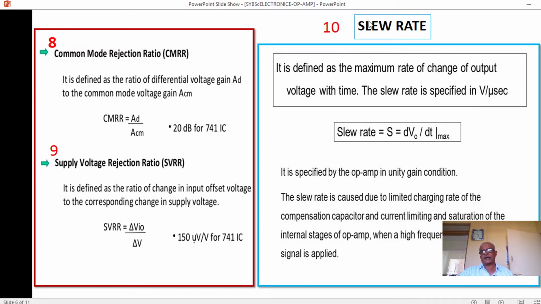Similarly, the next characteristic of the op-amp is the slew rate. Slew rate is the maximum rate of change of output voltage with time. When we change the input, the same change appears at the output, but some time is required for that. How much time is required we define in terms of slew rate, denoted by S, which is the change in output voltage over the time required to change it, that is dV0 divided by dt at maximum supply voltage. It is specified for the op-amp in the unity gain condition, that is, the gain of the amplifier should be 1.